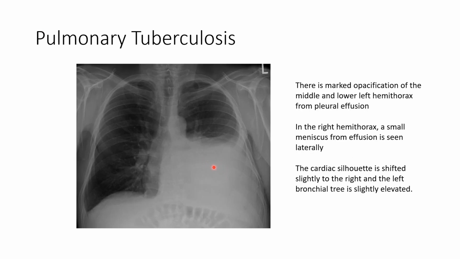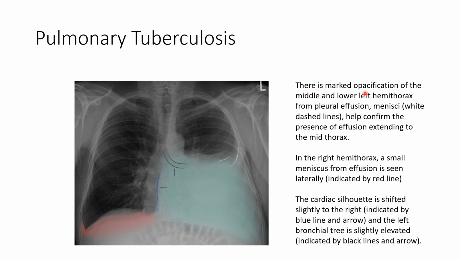There is marked opacification of the middle and lower left hemithorax from pleural effusion. In the right hemithorax, a small meniscus from effusion is seen laterally. The cardiac silhouette is shifted slightly to the right and the left bronchial tree is slightly elevated.